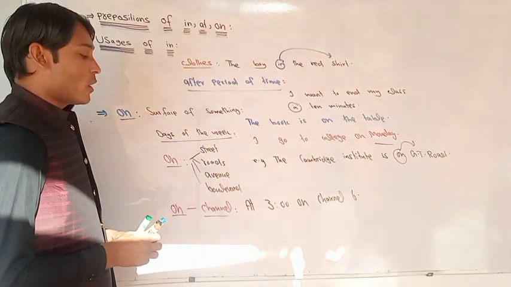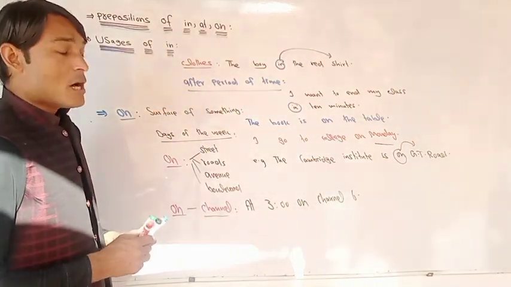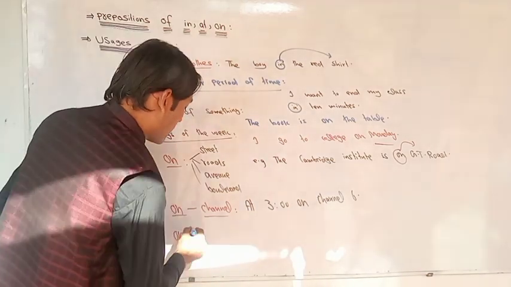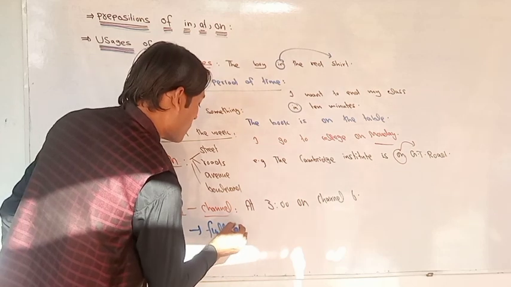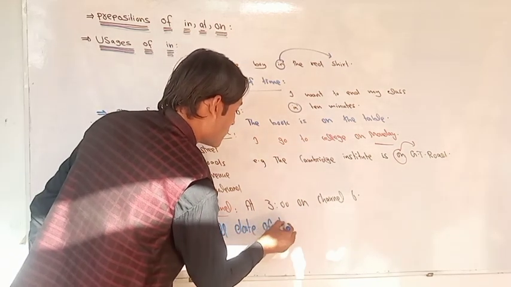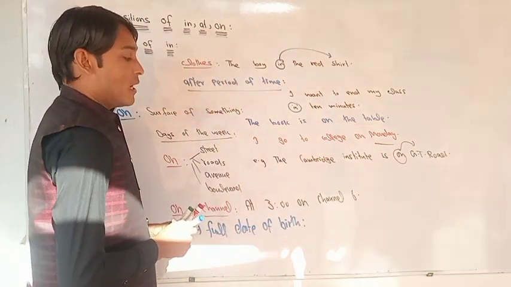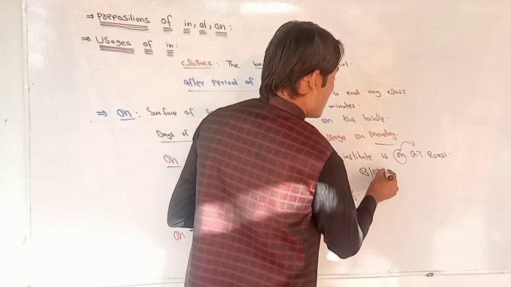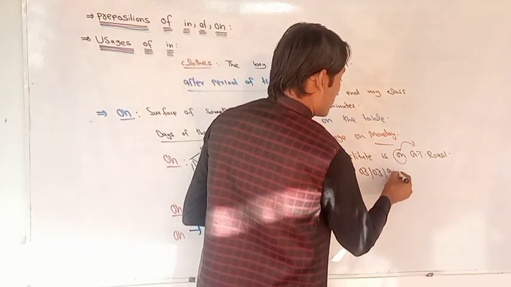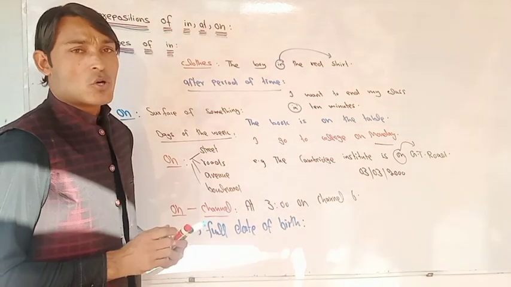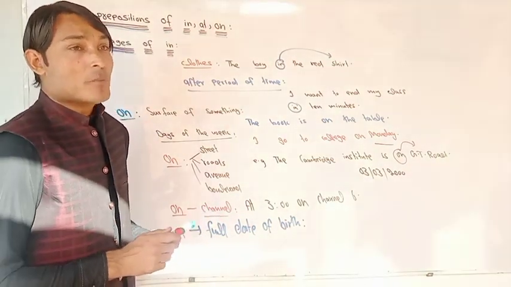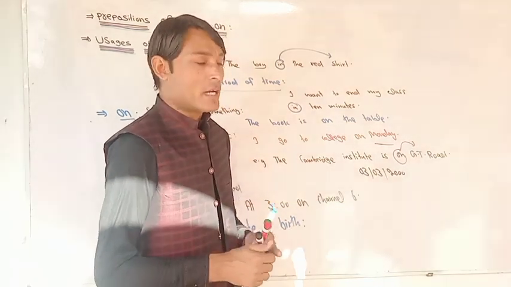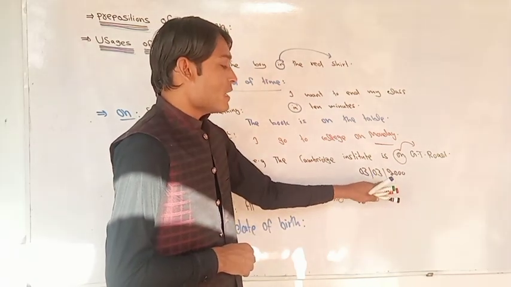So "on" is also used before what? Before a channel name. Also, we can use "on" before full date of birth. For example, here is date of birth, 3, and we have 2000. As you know, there is a difference between British and American English. British say day, month, year, while according to American English, the first one is month, day, year.